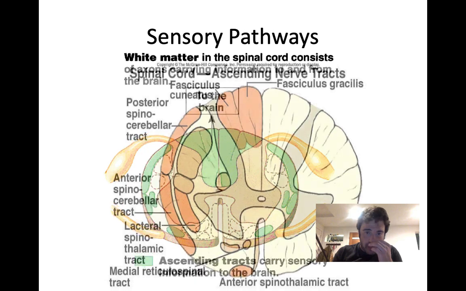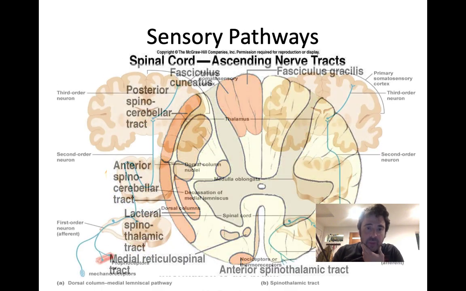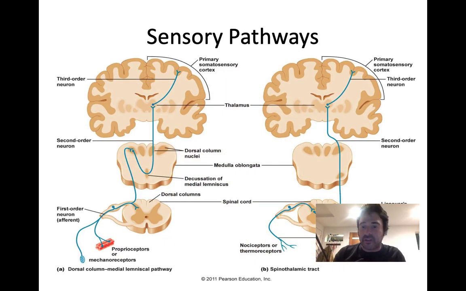Now, sensory pathways. Sensory pathways are named much the same way that motor pathways are, except in a sensory pathway, you're beginning in the spinal cord and you're ending in the brain. So sensory pathways will always start out with a spinal structure and end with a brain structure. So in this case, the one that you need to know is what's called the spinothalamic tract. Begins in the spinal cord, terminates in the thalamus.